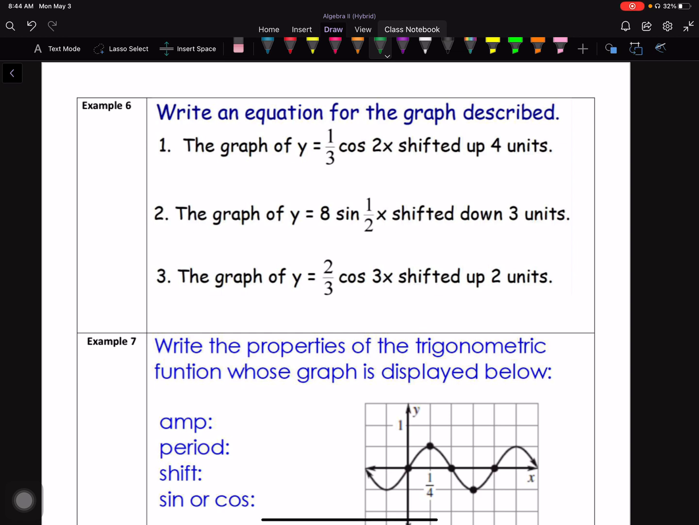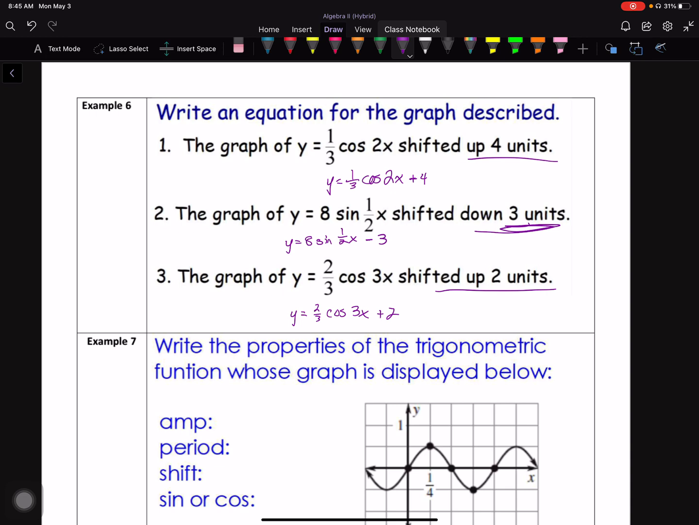So take the graph y equals 1/3 cosine of 2x. And we want to shift it up 4 units, so that's our k value. So all we need to do is just add a plus 4. Boom, done. Y equals 8 times sine of 1/2 x. I want to shift it down 3 units. We'll go -3. Done there. And y equals 2/3 cosine of 3x. We want to shift it up 2, so we'll go +2. So pretty straightforward, like I said.